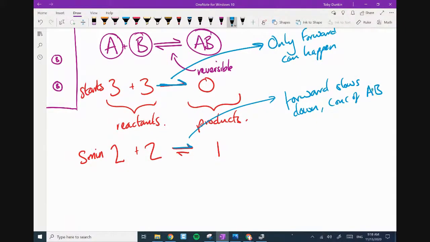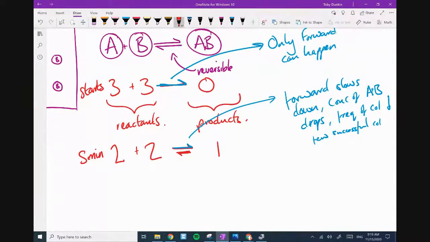A plus B drops. Concentration decreases, therefore fewer collisions. Frequency of collisions decreases. Therefore, fewer successful collisions. So the top reaction slows down, but now the backward reaction has appeared.